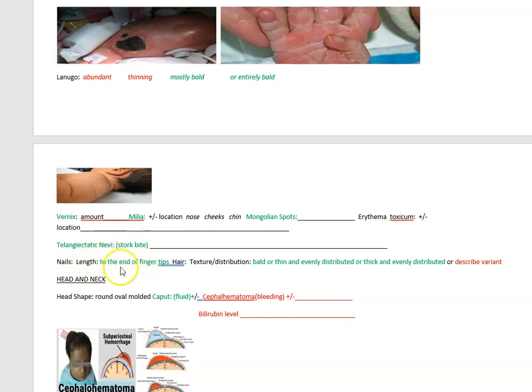Their nails should be to the end of their fingertips. That tells you that the baby is term. Their hair, they can be bald or thin, but we want it to be evenly distributed, thick. We don't want a variant, like a spot where there is no hair and all the rest of the head has hair, or a spot where there is very thick hair and the rest of the hair is very thin.